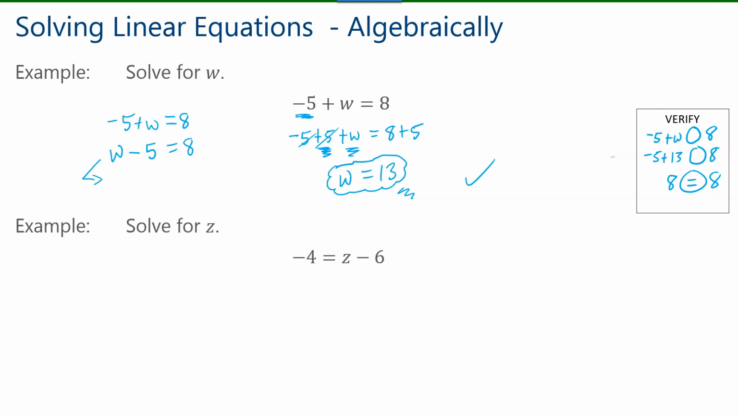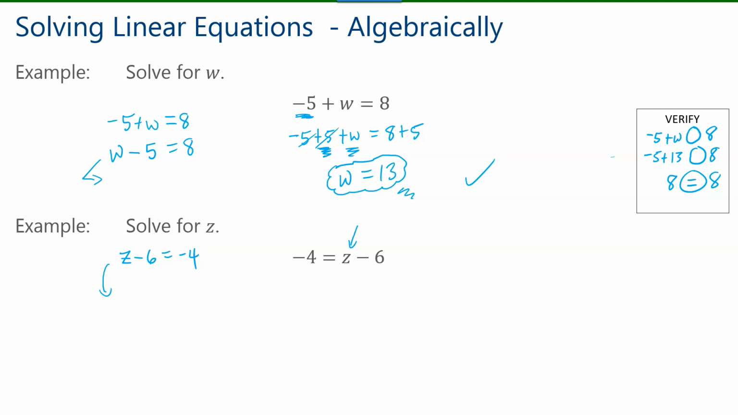Solve for z. -4 equals z subtract 6. In this example, our variable is on the right-hand side. You do have the option of flip-flopping your equation, and what I mean by that is you could put down z subtract 6 equals -4. You still have the same sign or operation in front of each of your terms, so this is okay. And you could proceed as normal.